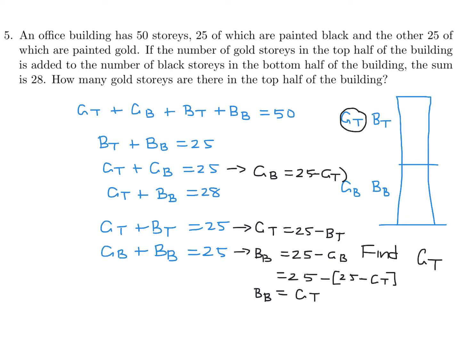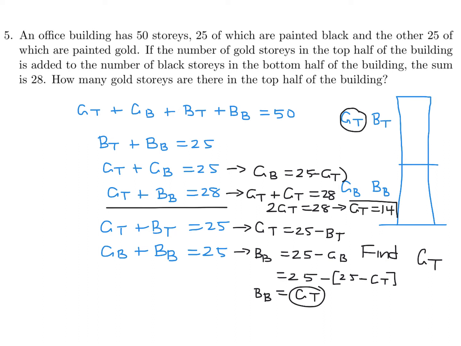So now we're going to use this one. This one was given for a reason because we want to use it. GT plus BB, BB is the same as GT. So GT plus GT is 28. So 2GT is 28. So therefore GT is 28 divided by 2, which is 14. And that is the answer.